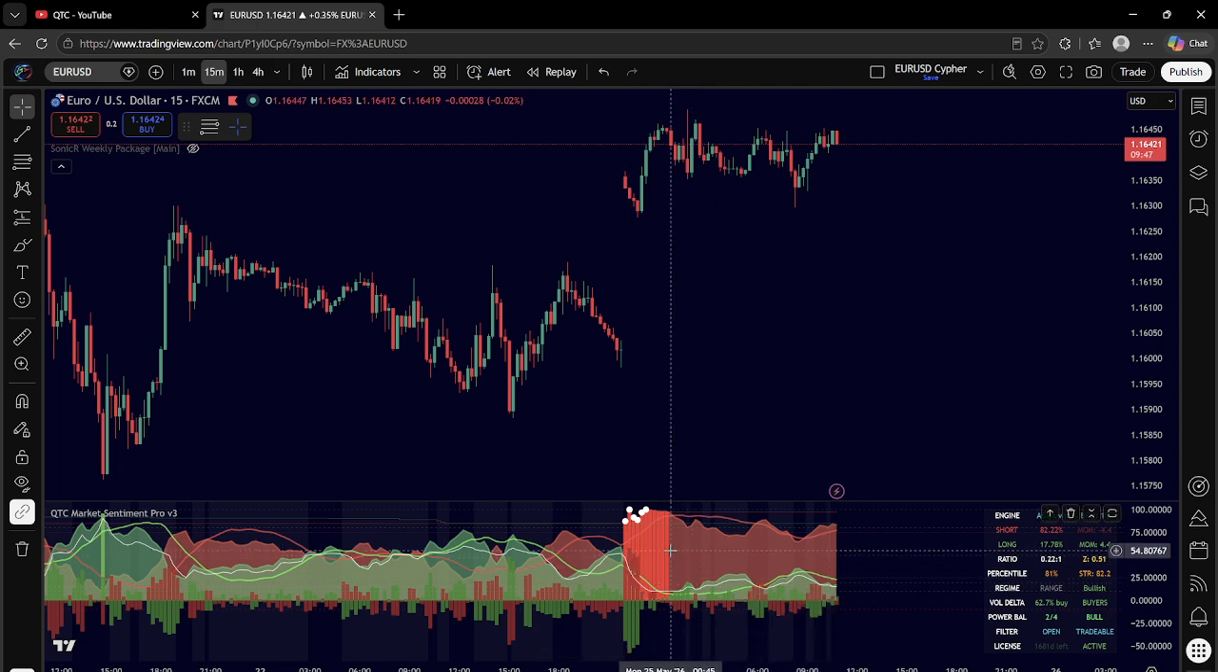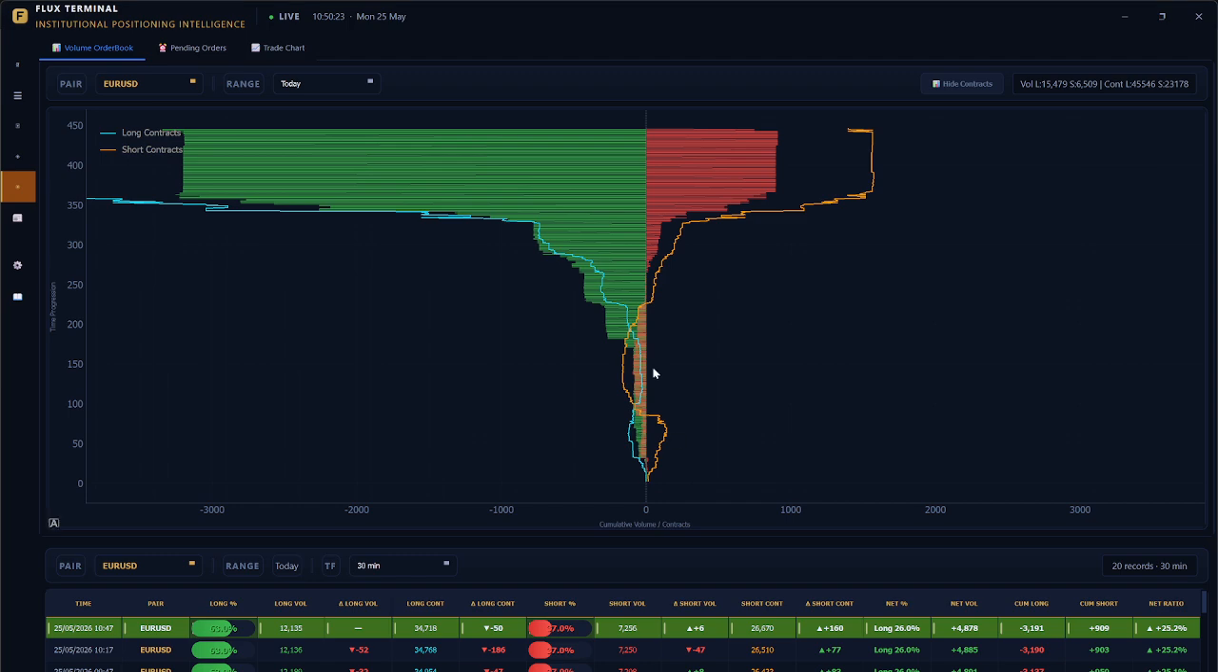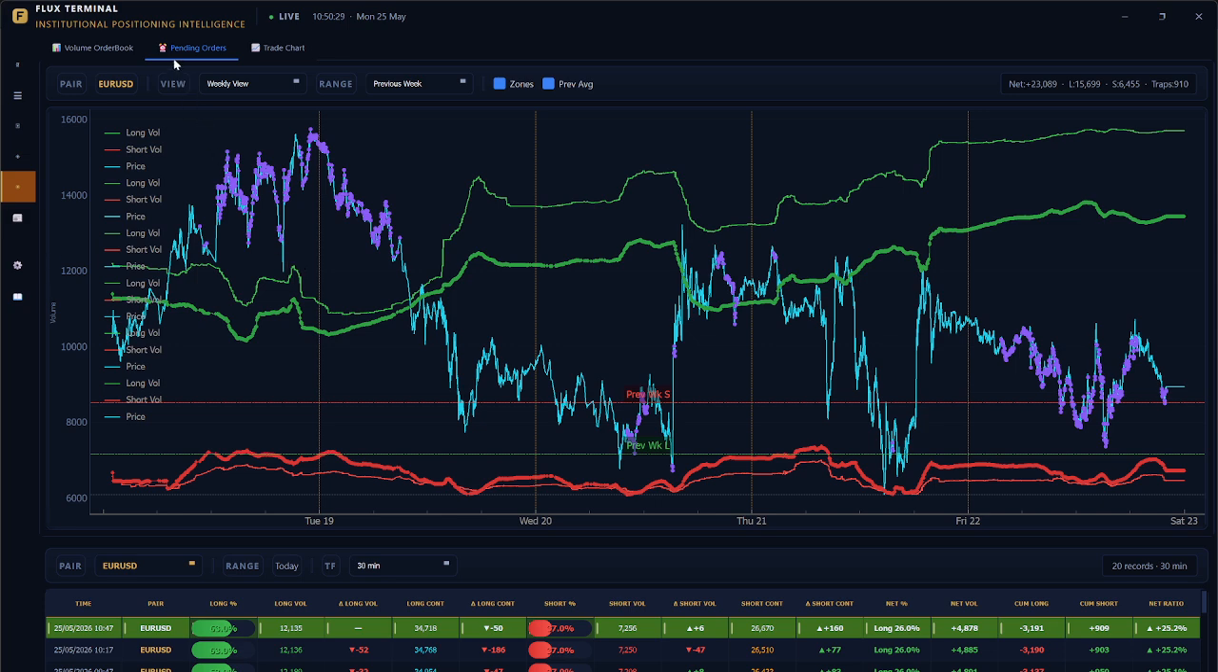We see a similar thing on the QTC TradingView version indicator, where it tells you retail traders are massively short right now, and this is what we see in here in the order book. The next one is the pending orders.